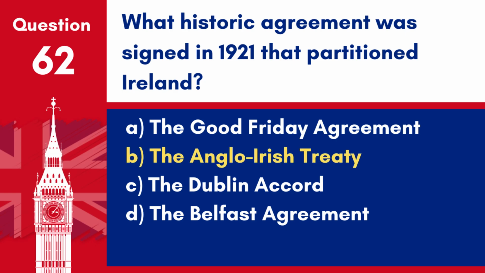Answer: B. The Anglo-Irish Treaty. The Anglo-Irish Treaty of 1921 led to the partition of Ireland into Northern Ireland and the Irish Free State, which eventually became the Republic of Ireland.